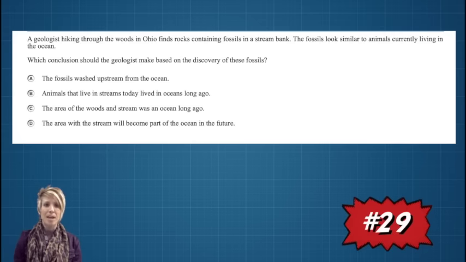Number 29, a geologist hiking through the woods in Ohio finds rocks containing fossils in a stream bank. The fossils look similar to animals currently living in the ocean. Which conclusion should the geologist make based on the discovery of these fossils? Guys, I'm not going to give you any hints on this one. I just want you to read the clues that are in the question and figure out why the geologist would find fossils that look similar to ones that were living in the ocean.